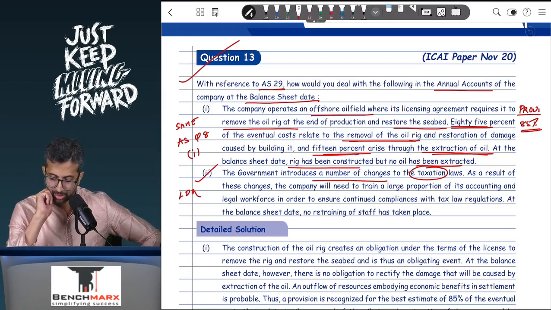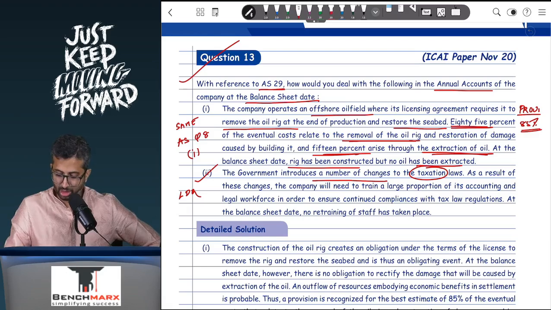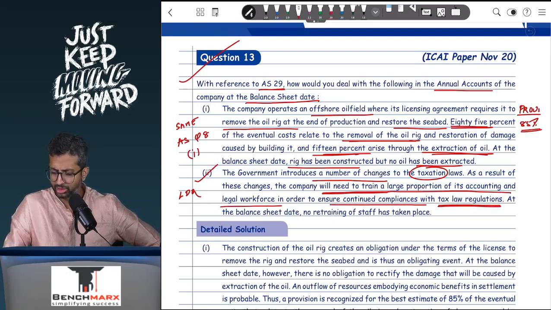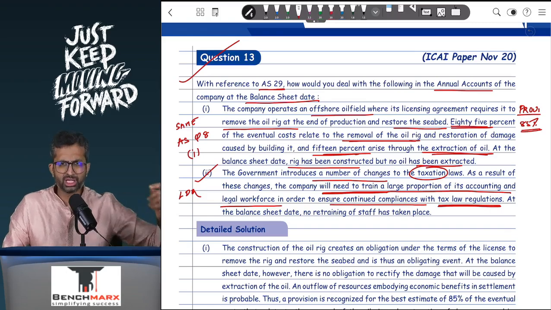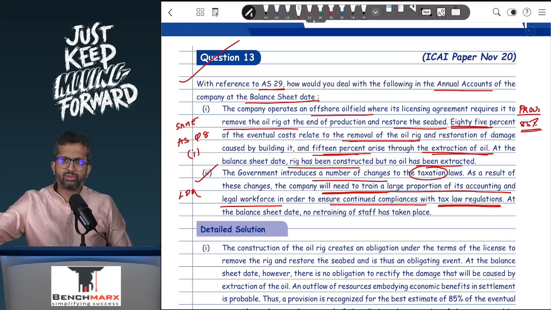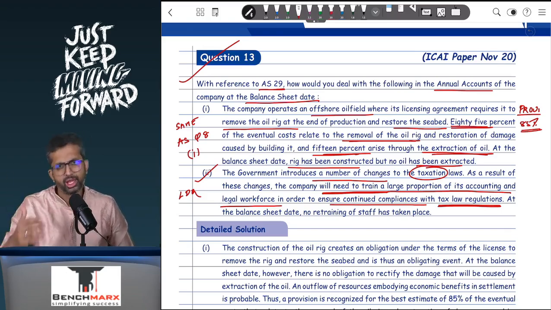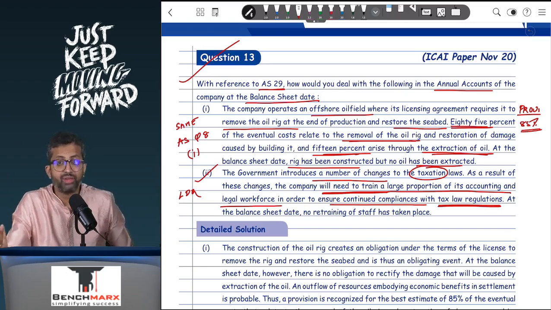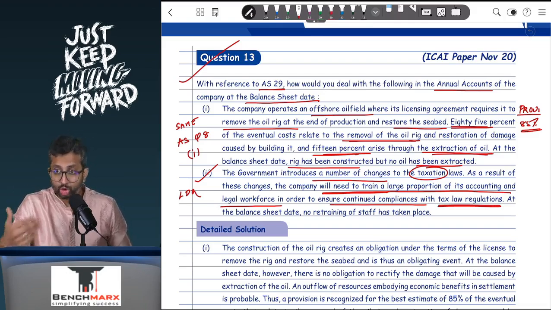Okay, the government introduced a number of changes to tax laws. As a result of these changes, the company will need to train a large portion of its accounting and legal workforce in order to ensure continued compliances with tax law regulations. But is it under an obligation to train? No. Well, can it tell the employees that you see free YouTube videos and get yourself updated or read? Very much yes. It is not under an obligation to train the employees.